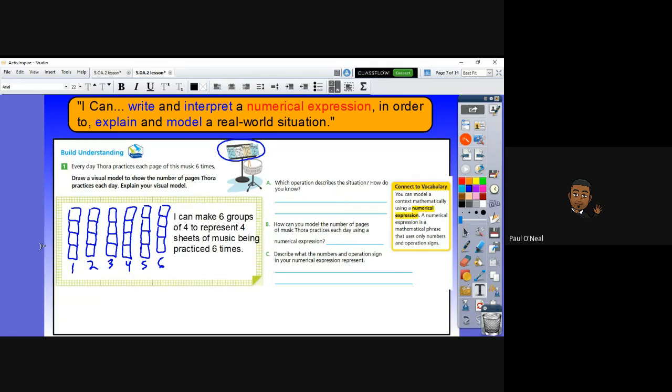We see that there are 6 groups because you practice each page 6 times. So we can make 6 groups of 4, since there's 4 sheets of paper, right? Represent the 4 sheets of music being practiced 6 times. Okay, cool. Next, which operation describes the situation? And how do you know?